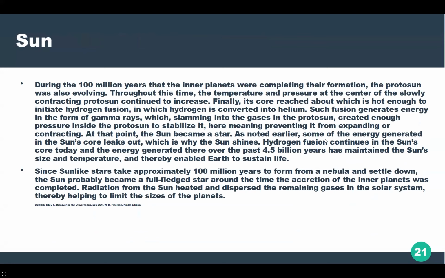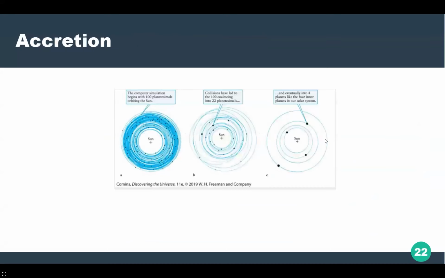Radiation from the sun heated and dispersed the remaining gases in the solar system, thereby helping to limit the sizes of the planets. All of which is to say, the planets started out as a disk, became planetesimals, came together, had the various gases swept away or combined into the planets, and formed the planets that we see now.